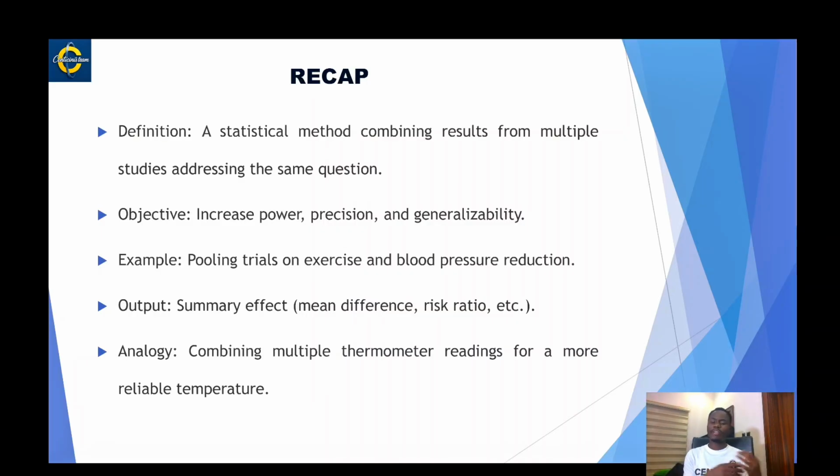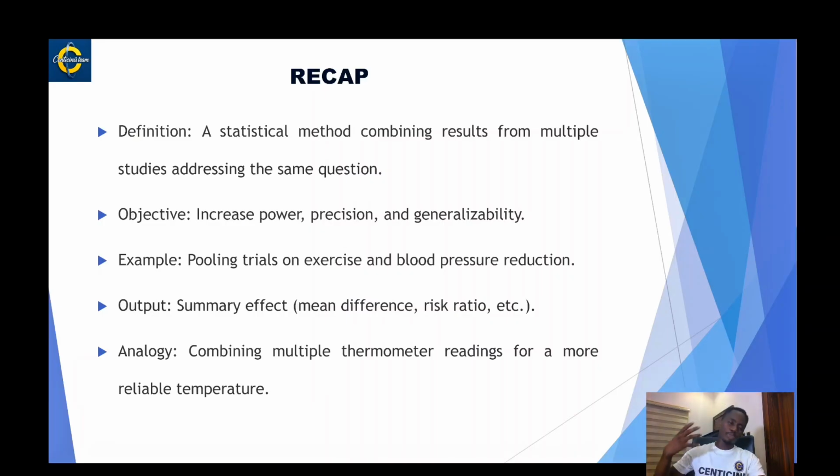Maybe we might be looking for effects: mean difference, risk ratio, standard mean difference, odds ratio, and a lot of them. At the end of the day, these are the outputs we use in making conclusions. Don't forget, we use evidence from a meta-analysis to make conclusions, so we must make sure we get the analogies right. Meta-analysis is combining multiple studies. For example, think about it like combining multiple thermometer readings for a reliable temperature. That's what the meta-analysis is like.